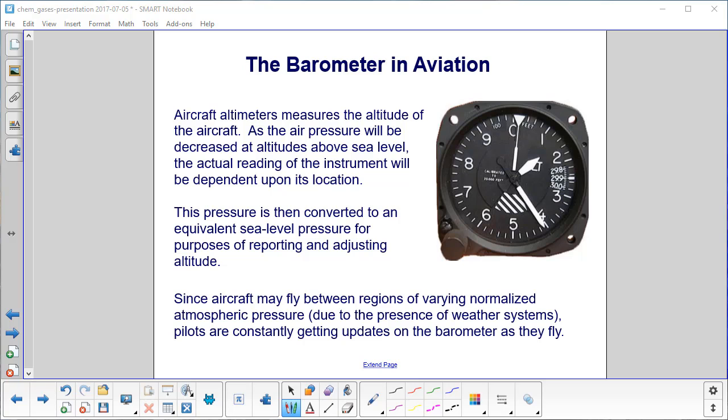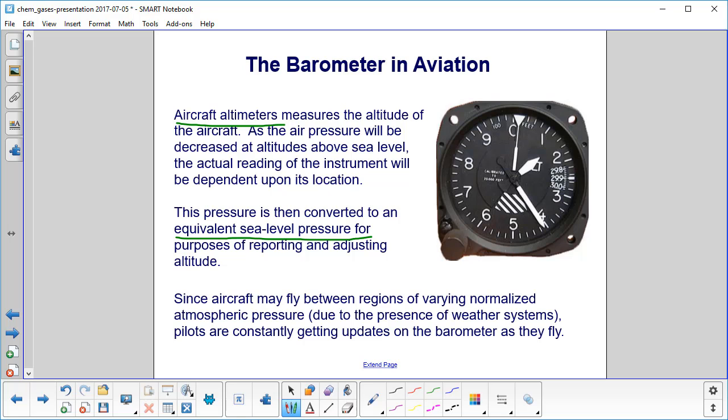Barometers are also used in aviation, and they're part of something called an aircraft altimeter. That measures the altitude of the aircraft, which is very important for the pilot to know where he is, kind of in the Y direction, the up direction. As the air pressure decreases at altitudes above sea level, there's less air pressing down on your head, so the actual reading of the instrument will depend upon its location. This pressure is then converted to an equivalent sea level pressure so you can report and adjust your altitude.